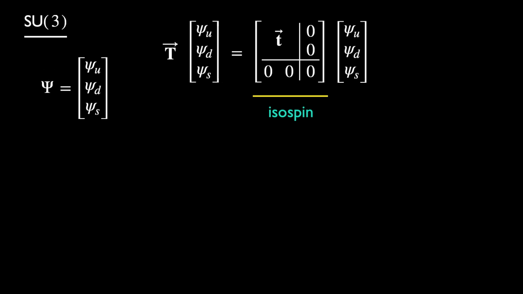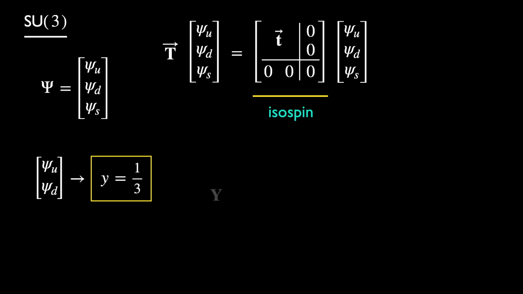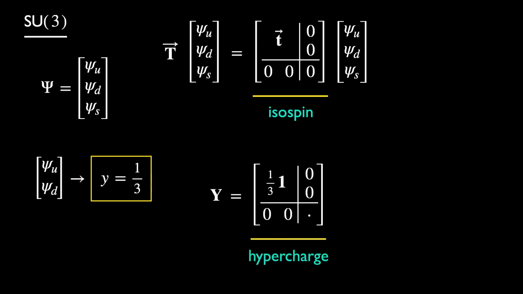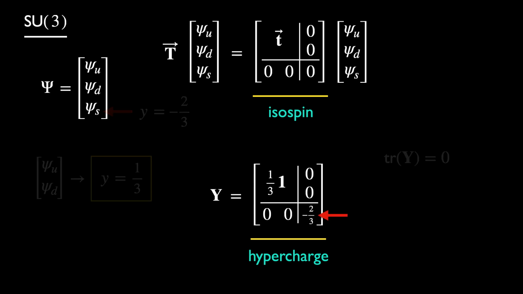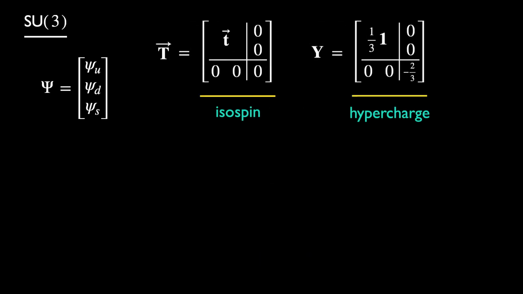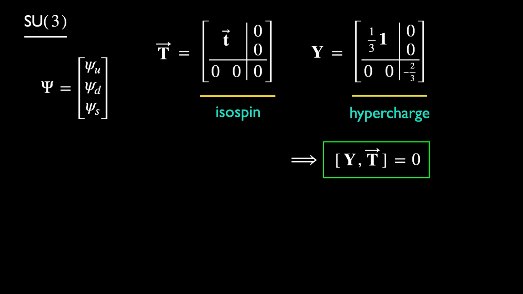Now we shall construct the hypercharge matrix. Recall that the up and down quarks have hypercharge of 1/3. The hypercharge of the strange quark is then fixed by the traceless condition, which is satisfied by all the generators of SU3. And the strange quark has a hypercharge of -2/3. These matrices obviously satisfy the commutation relation we have derived earlier.